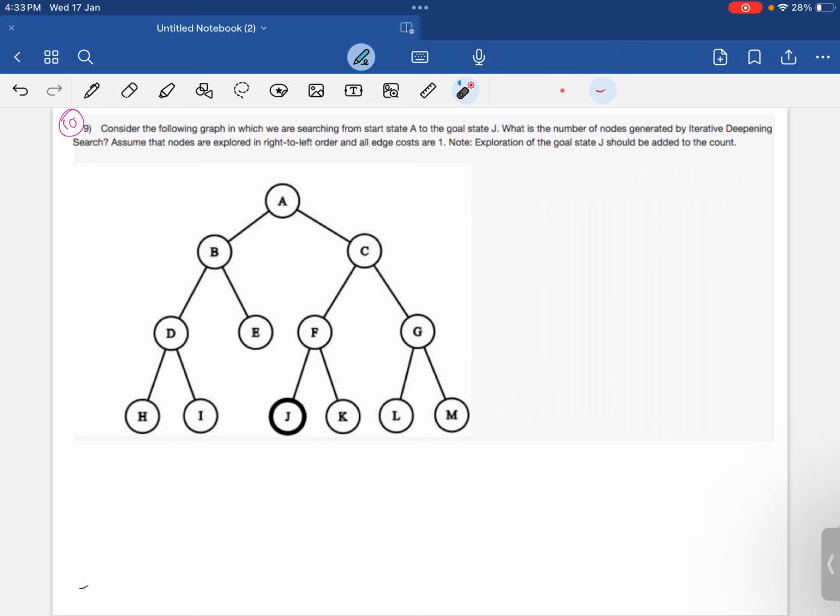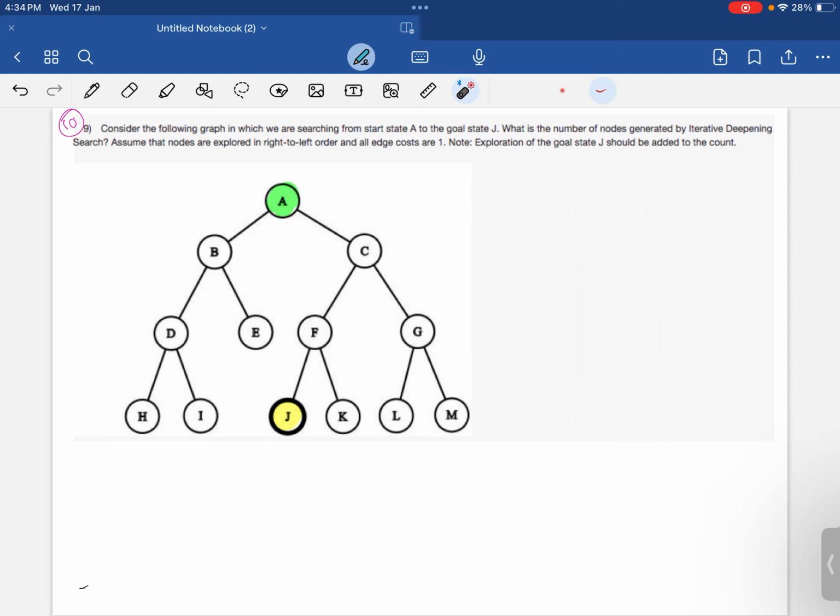Okay, let's look at this question number 10. Consider the following graph in which we are searching from start state A. A is your start state and the goal state is J. What is the number of nodes generated by the iterative deepening search? Number of nodes generated by the IDS, iterative deepening search.